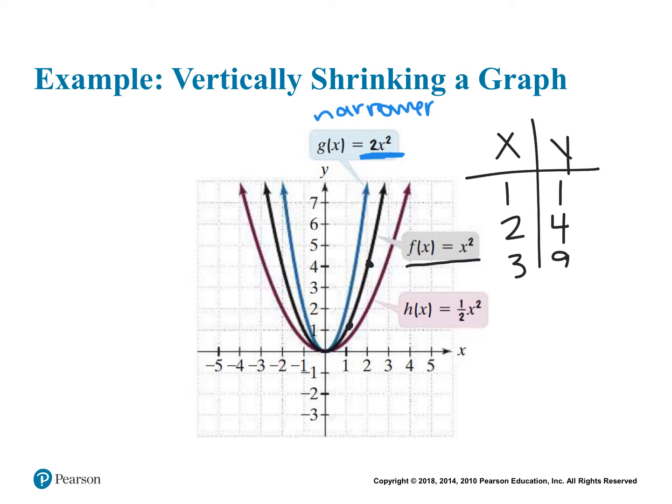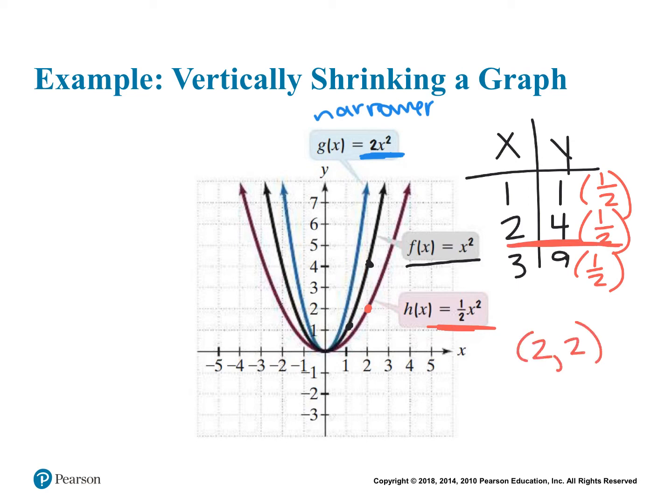And then the purple one is multiplied by a fraction less than 1. It's 1/2. So this one is actually the widest graph. And that's because I'm multiplying essentially all these by a half, which is making them smaller. So it's stretched differently on the axis. So like if I did 4 and cut that in half, that puts me at 2, 2 instead of 2, 4 now. So this coordinate becomes 2, 2 instead of 2, 4, which is what it was.